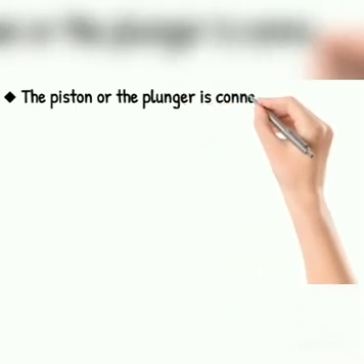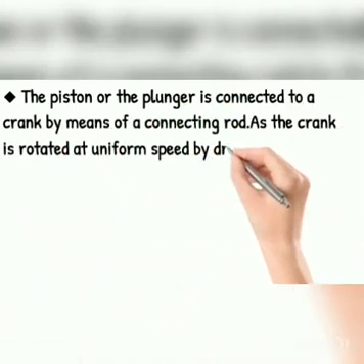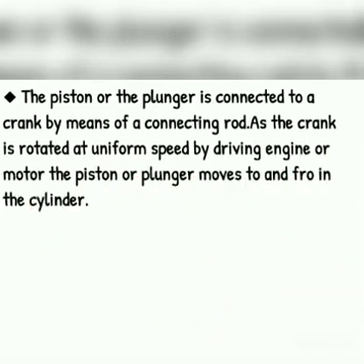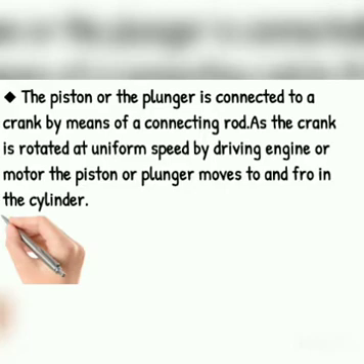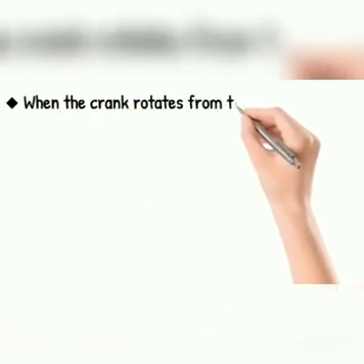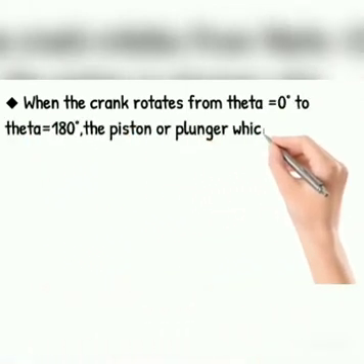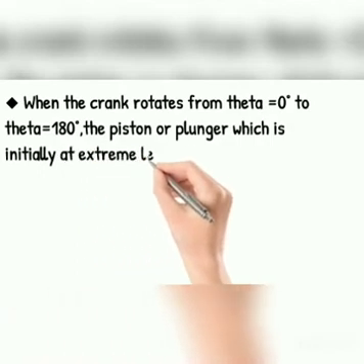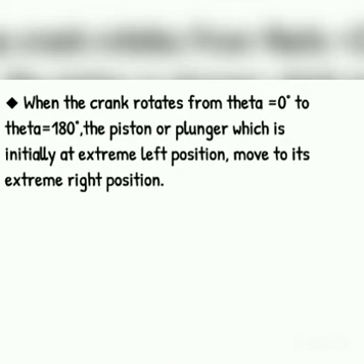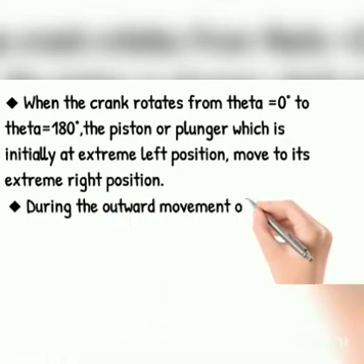The piston is connected to a crank by means of a connecting rod. As the crank is rotated at uniform speed by driving engine, the piston moves to and fro in the cylinder. When the crank rotates from theta equal to 0 degree to theta equal to 180 degree, the piston, which is initially at its extreme left position, that is, it is completely inside the cylinder, moves to its extreme right position, that is, it moves outwardly in the cylinder.